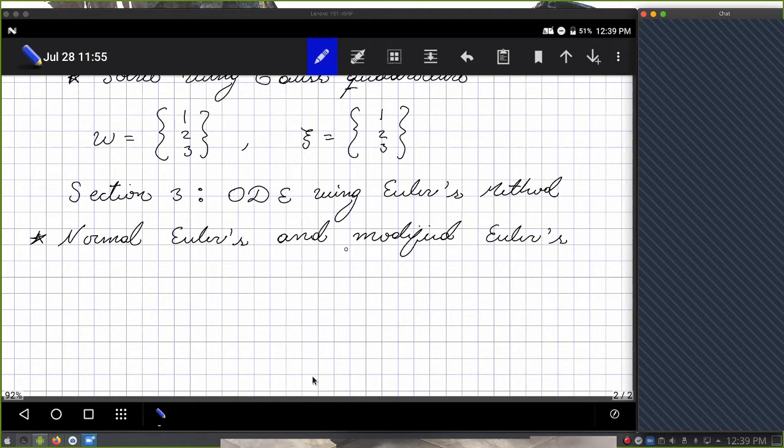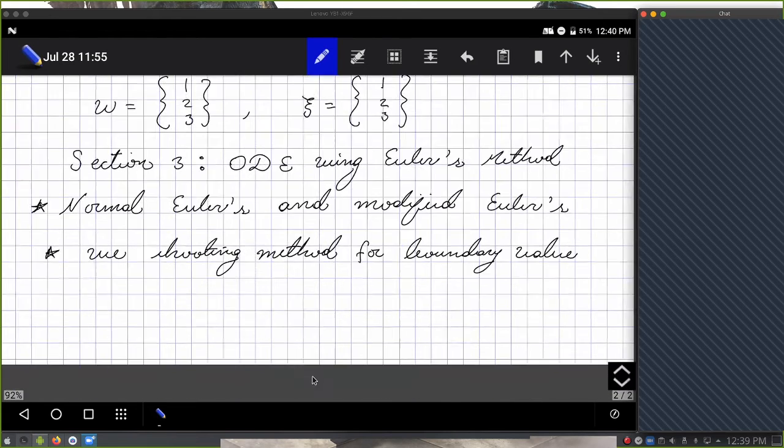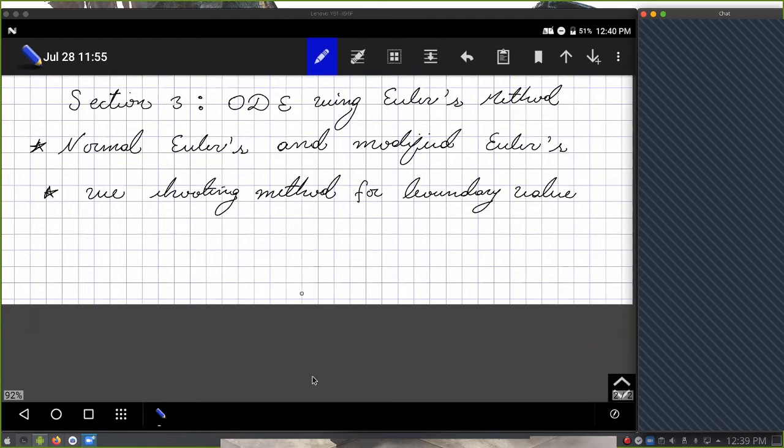So other than solving using normal Euler's and modified Euler's, there is also using the shooting method for boundary value problems. And this is somewhat of an advanced topic, I will say. So it's nothing extremely complicated.